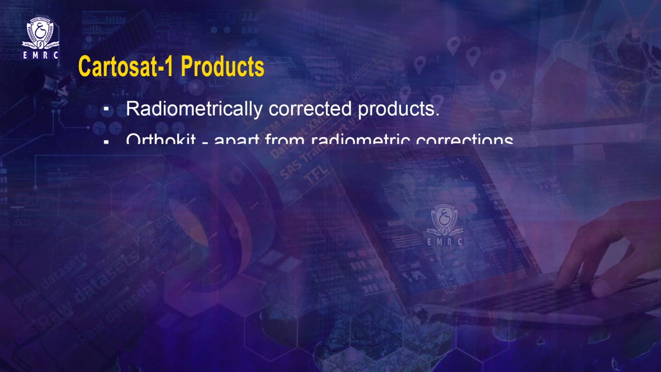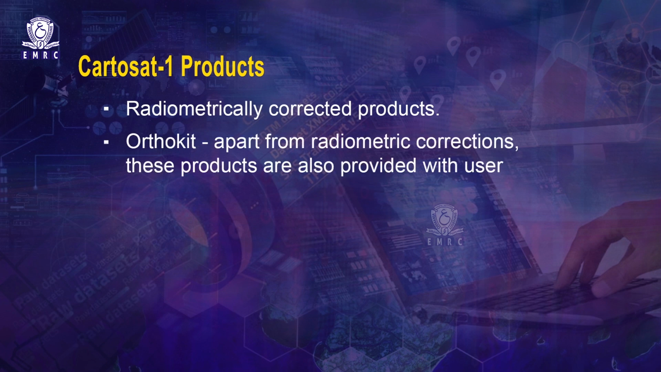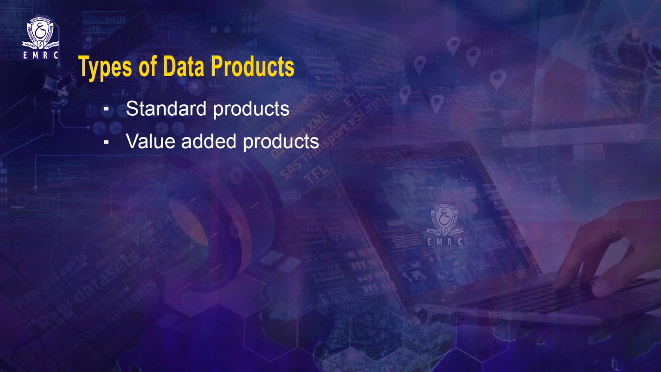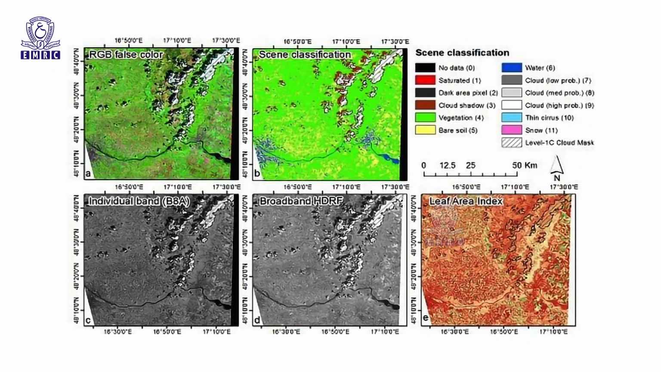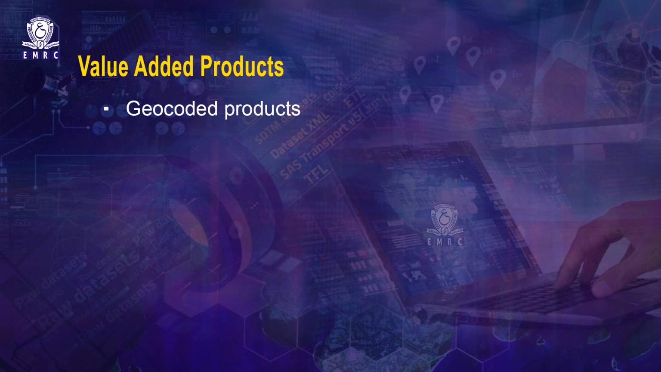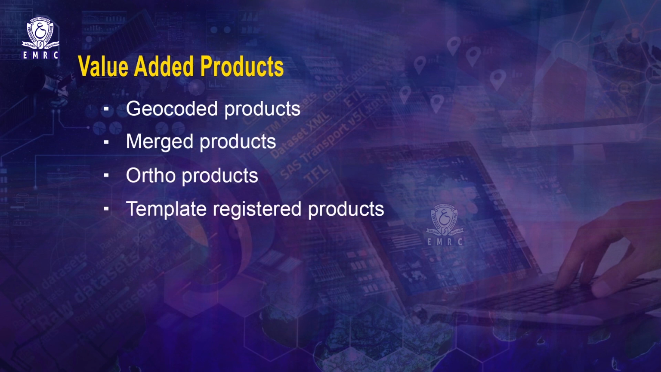Cartosat-1 products are supplied with different processing levels: radiometrically corrected products and ortho-kit. Apart from radiometric correction, these products are also provided with user defined projections. Value added products. When standard products are processed according to specification and requirements of users, these products get converted into value added products. These products are basically of 4 types: geocoded products, merged products, ortho products, and template registered products.